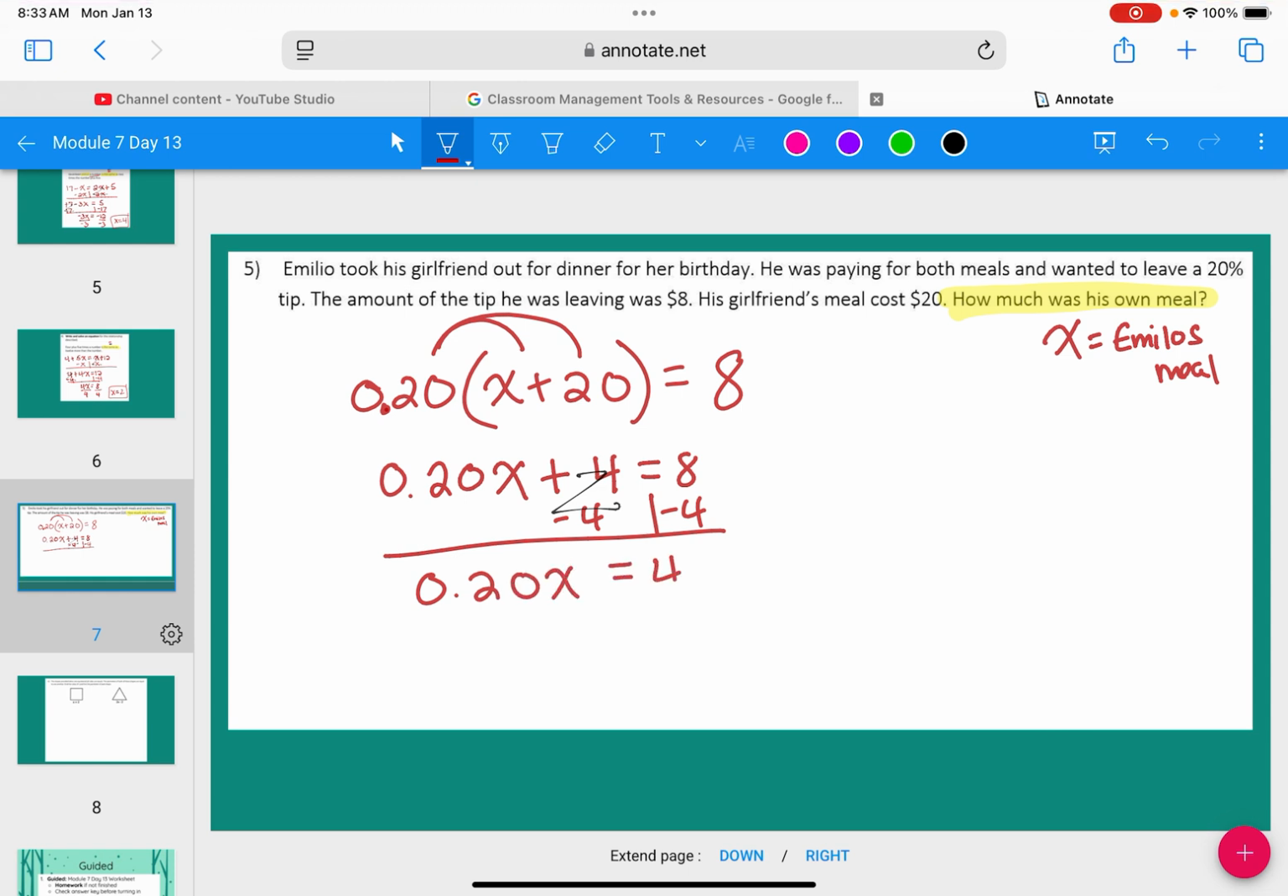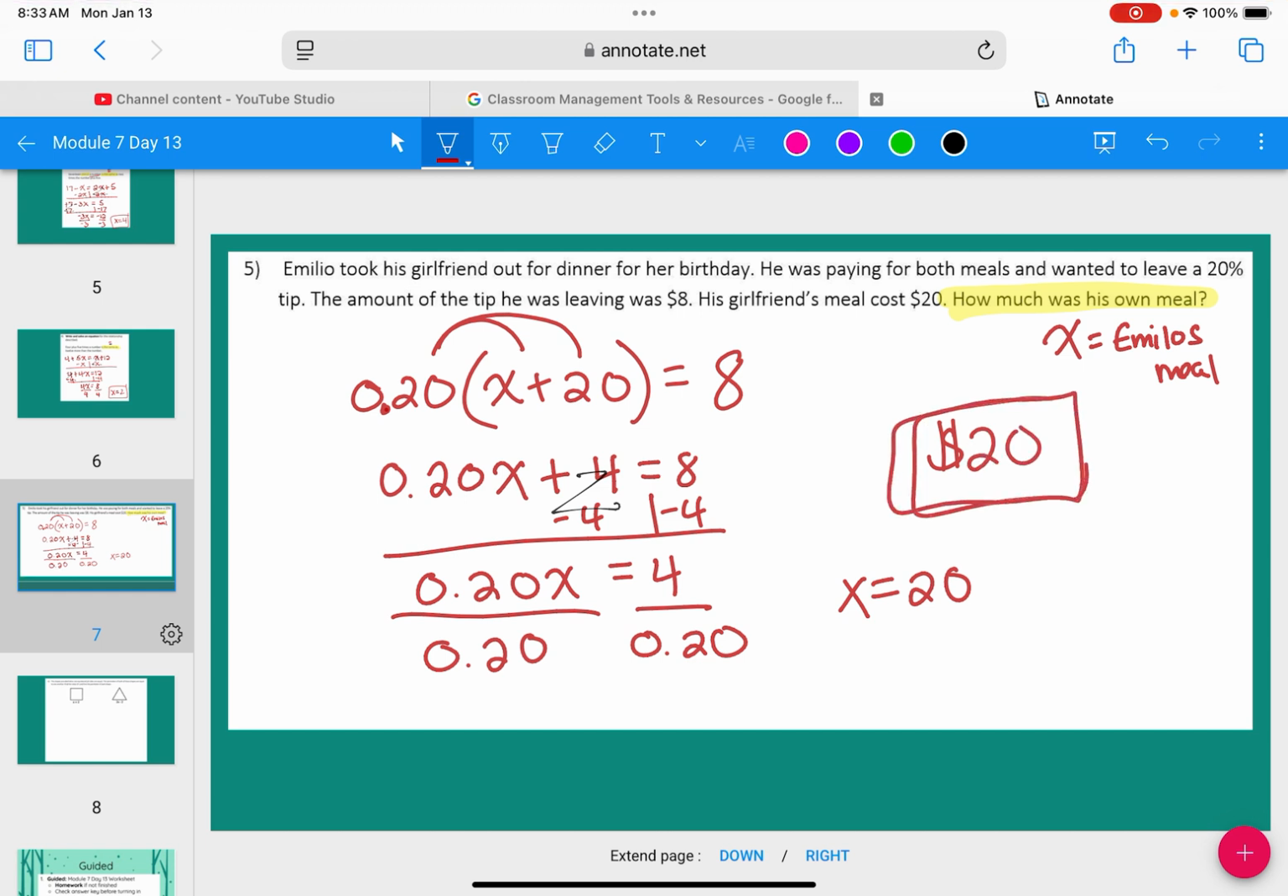0.20x equals 4. We'll divide, and we get x equals 20, which means that his meal also cost $20. So both of their meals were $20. 20 plus 20 is $40, and 8 is 20% of 40. So both their meals were 20 bucks.